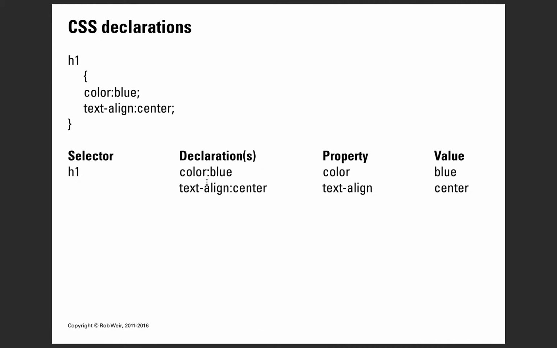The declarations are color: blue and text-align: center. And then the property and value pairs: the property is color, and the value of that color is blue. Obviously, the value might be different. If you wanted the H1 to be red, you would type in red, or if you wanted it to be taupe, you might type in a hex color here.